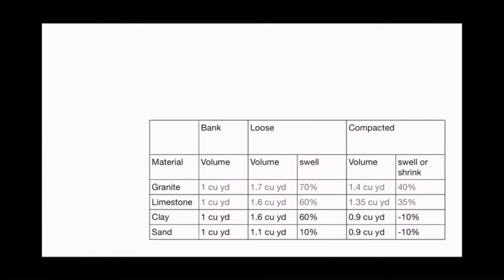Likewise with sand, we can start with 1 cubic yard. It becomes 1.1 when it's piled up high, and that's only a 10% swell factor from bank to loose. But when we go from bank to compacted, it goes down again to 0.9 cubic yards. So again, we have a shrink factor of 10%. We wouldn't say we have a shrink factor of negative 10%, but that's just the way I chose to show it on this chart to differentiate swell versus shrink. So now our shrink factor is 10%.